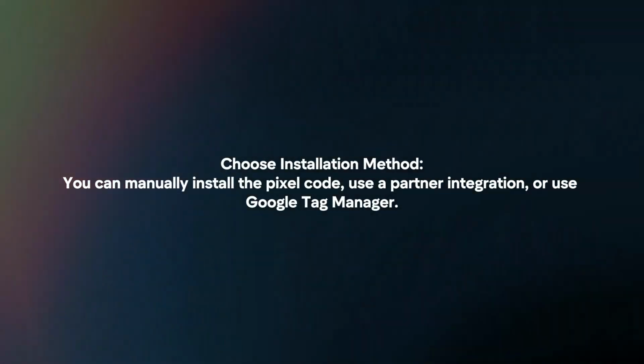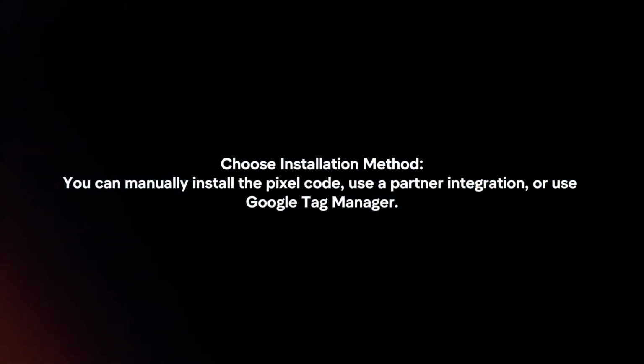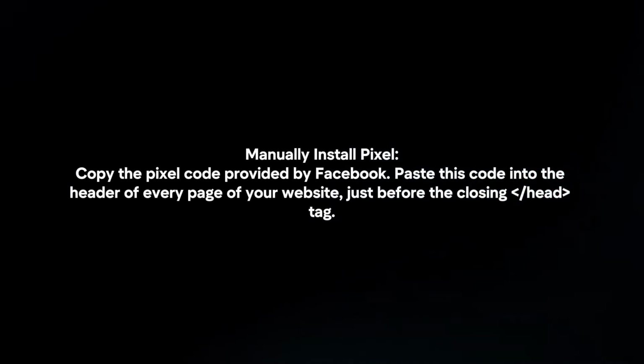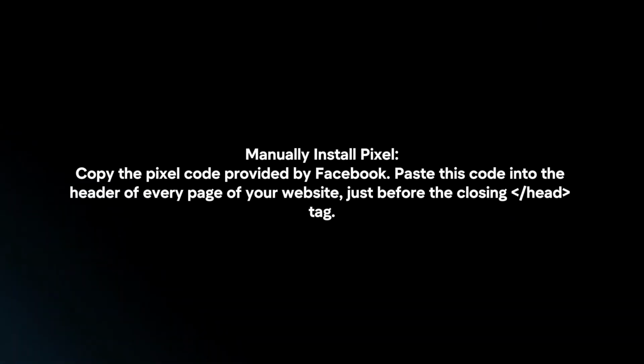You can manually install the pixel code, use a partner integration, or use Google Tag Manager. Manually install pixel. Copy the pixel code provided by Facebook. Paste this code into the header of every page of your website, just before the closing head tag.